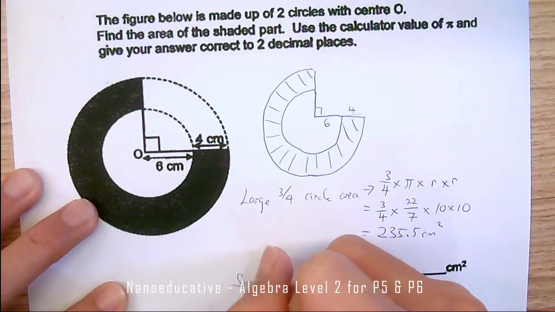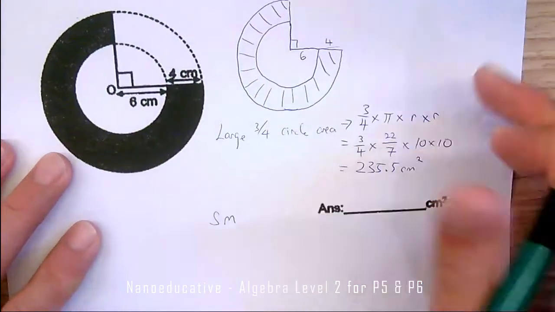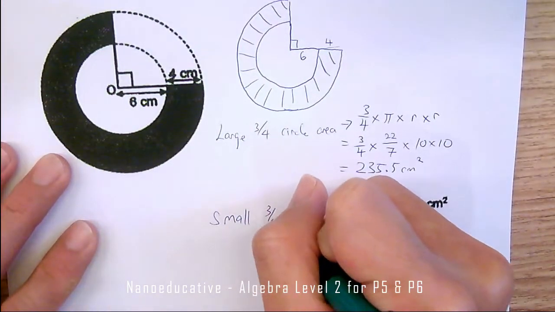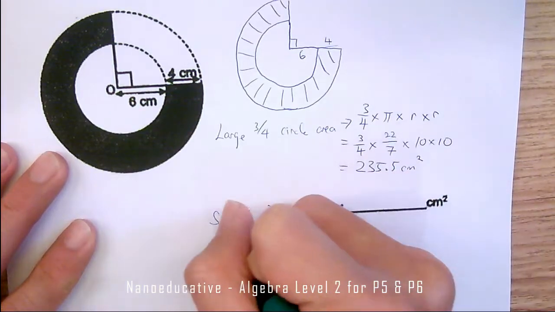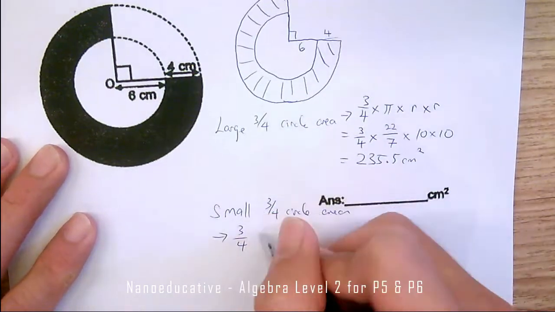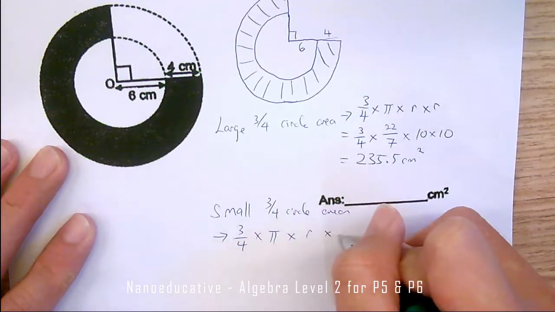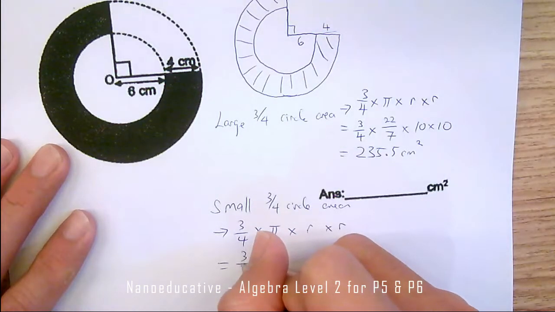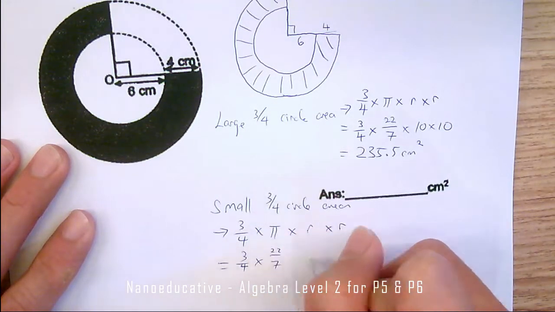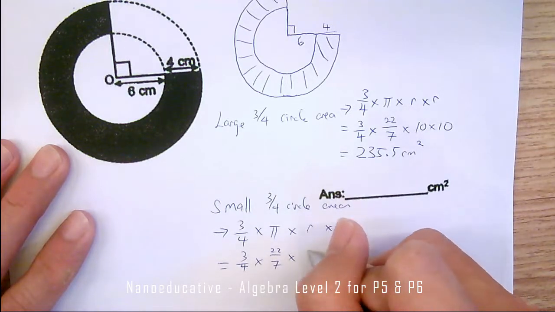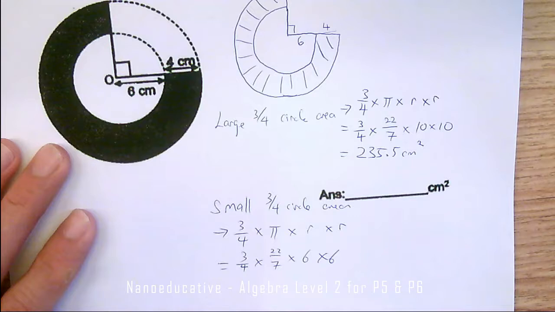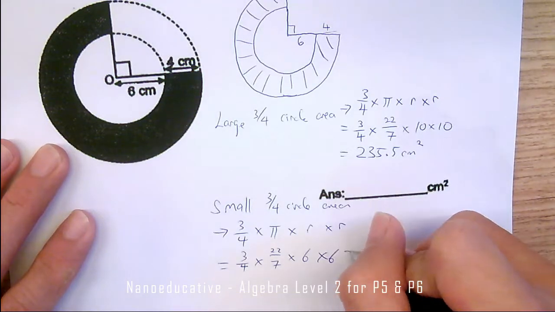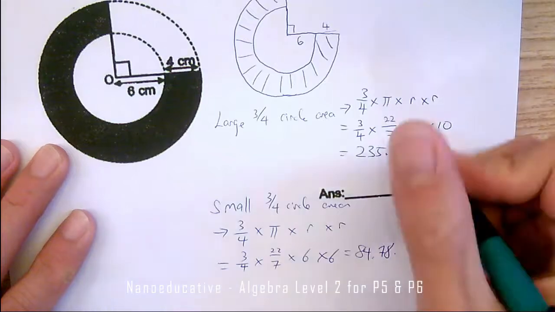Let's find the smaller one. Small 3/4 circle area would be the same thing, 3/4 multiplied by pi times r times r. Just that in this case, what is the radius? It will be the smaller one. So it's just 3/4 multiplied by 22/7 multiplied by 6 times 6. If I throw all this into my calculator, what am I going to get? 84.78.